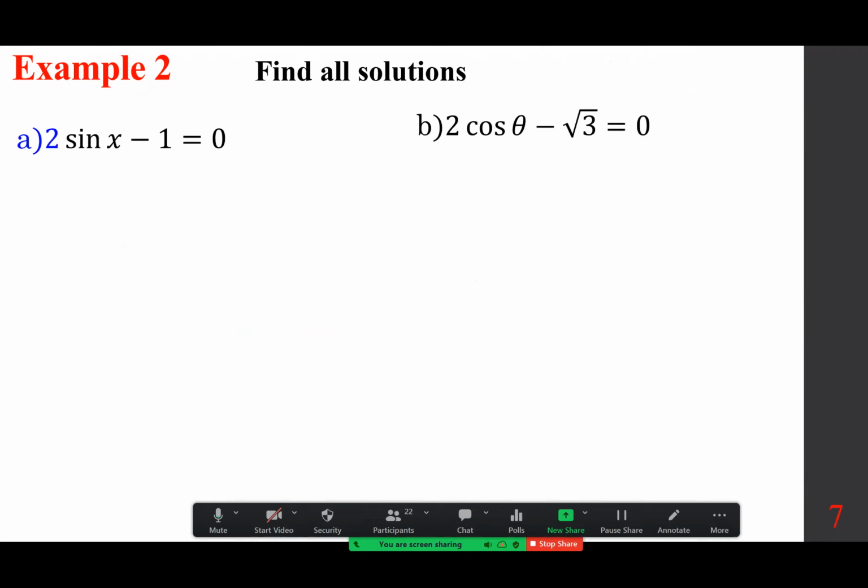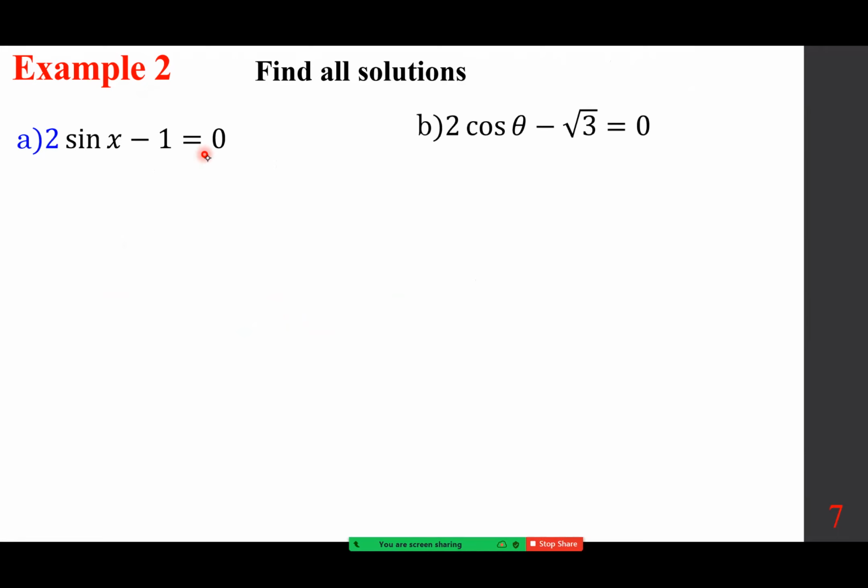2 sine x minus 1 is 0. We want to solve this. So sine x becomes 1/2, right? Because you move the 1, you divide by 2.